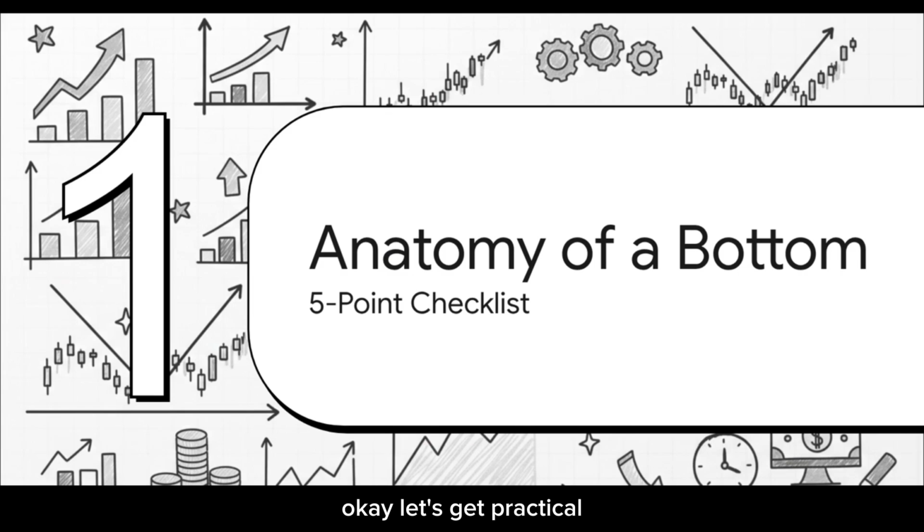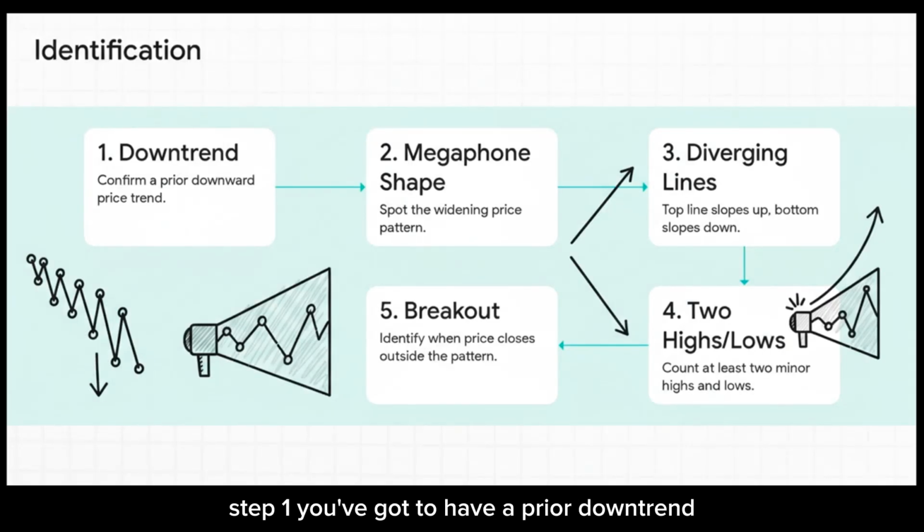Okay, let's get practical. How do you confidently spot one of these things without getting faked out? Well, we can break it down into a really simple 5-point checklist. This should take most of the guesswork out of it for you. So, let's walk through this together. Step 1, you've got to have a prior downtrend. Remember, this is a reversal pattern. Step 2, spot that widening megaphone shape.